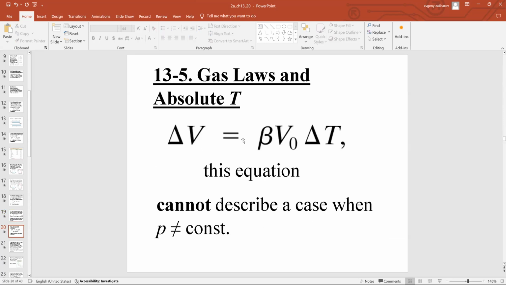Okay, as I mentioned before, this equation is good when pressure is constant. But if pressure is not constant, then we need something else. We need a third parameter to be introduced, not just volume and temperature. And the third parameter turns out to be the pressure. Pressure, volume, and temperature. Those are three fundamental base parameters that define any thermodynamical system.